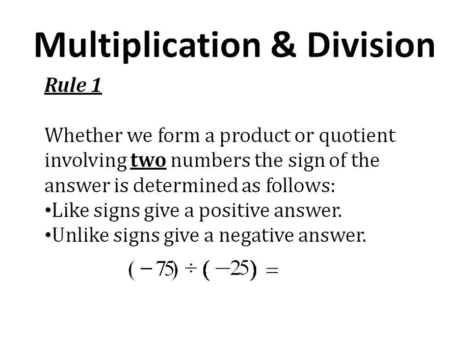Now we notice that the two numbers have the same sign, being negative. So they are like signs, and the answer is going to be positive. So the answer is going to be 75 divided by 25, and the answer is going to be a positive 3.